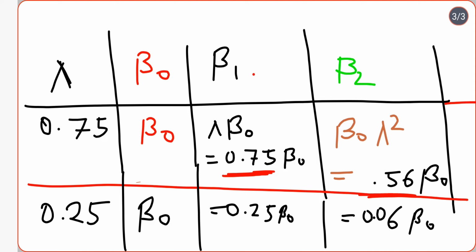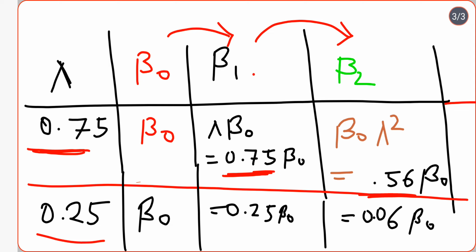In the case where lambda was close to 1, betas were gradually declining, but not at that high a rate. But in this case where lambda is close to 0, betas are falling at a high rate. At first it was 0.25 into beta 0, then beta 2 is 0.06 into beta 0. So eventually if we calculate beta 3, beta 4, there will be almost no effect of beta 5, beta 6 or beta 7 or beta 8 or beta 9, beta 10.